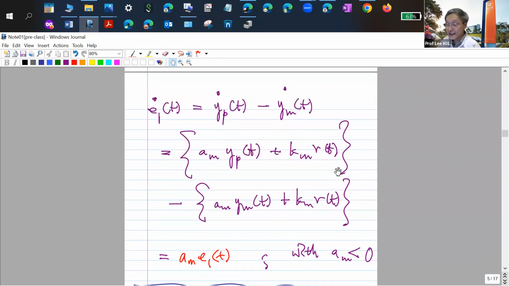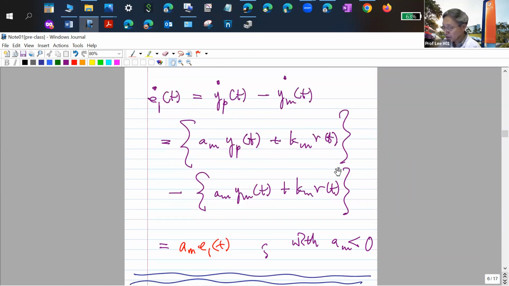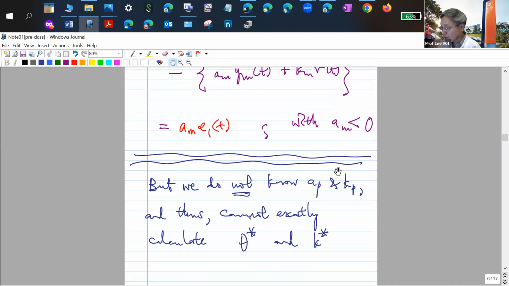But we said no, we're not going to do the things you did in your undergraduate. We're going to look at a situation whereby we don't know AP and KP, and we still want to get the same result. So this is where adaptive control starts.